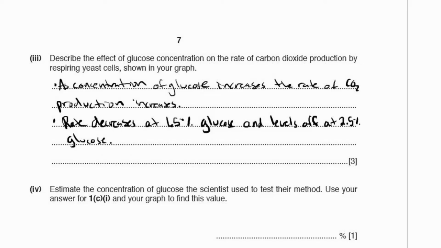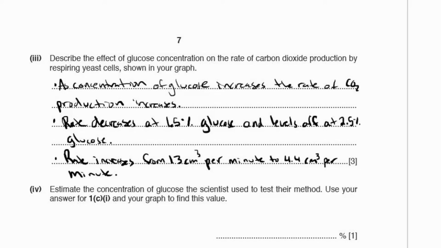Okay, make sure your decimal places are very obviously noticeable when you're doing these, and you always have to put the units in. And this is the rate decreases, not the reaction decreases, because the reaction doesn't stop. Okay, and the rate increases from 1.3 centimeters cubed per minute to 4.4 centimeters cubed per minute. This last point is just quoting a data point. Okay, so the rate decreases at 1.5% glucose and levels off at 2.5% glucose. That is a very obvious trend in the graph, which you should include.